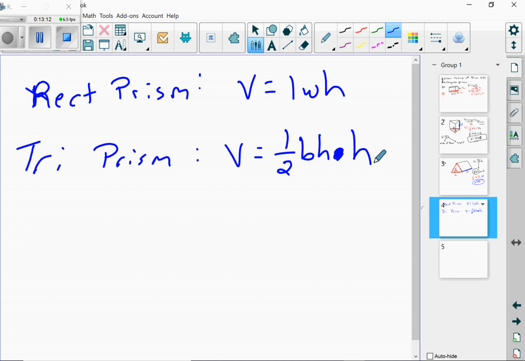I think for homework I gave you 6 problems. You will probably have 3 rectangular prisms and 3 triangular prisms. So take your time, go slow on these. I will go over these in detail tomorrow and show you all the numbers that you should have put in. Use a calculator to get the answers. Okay?